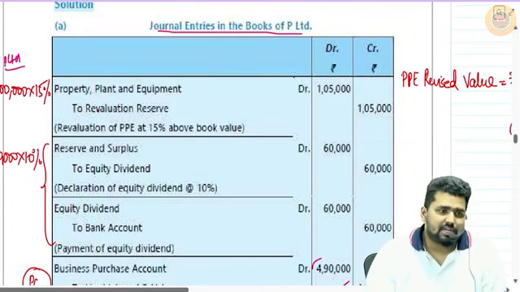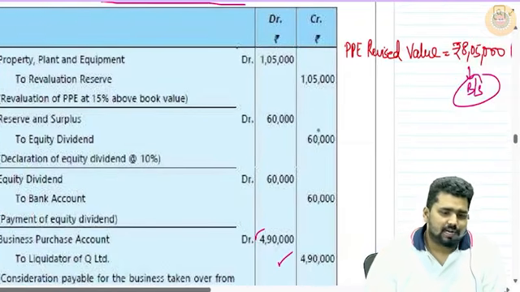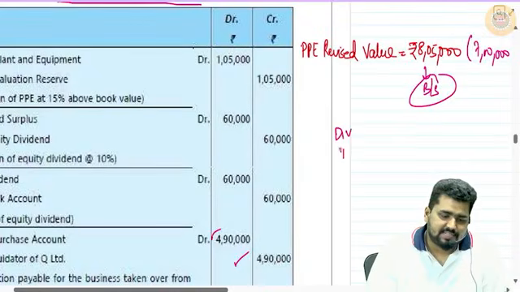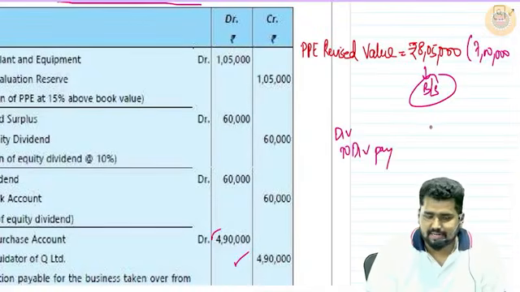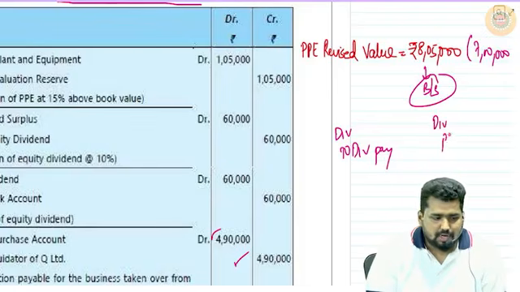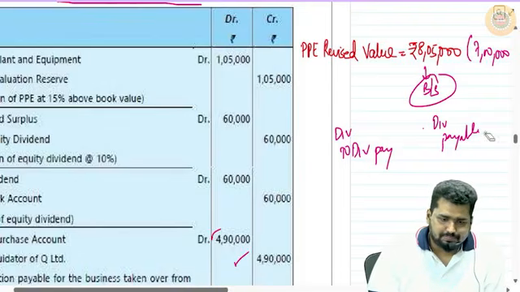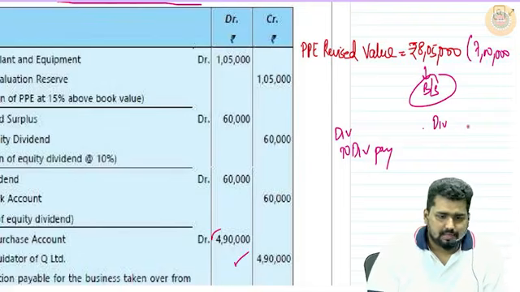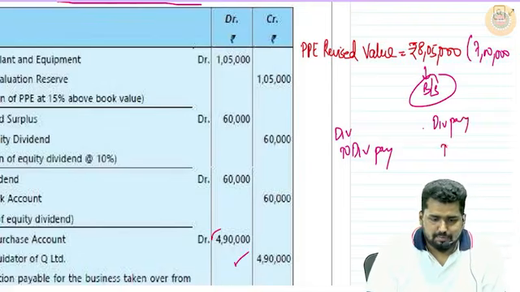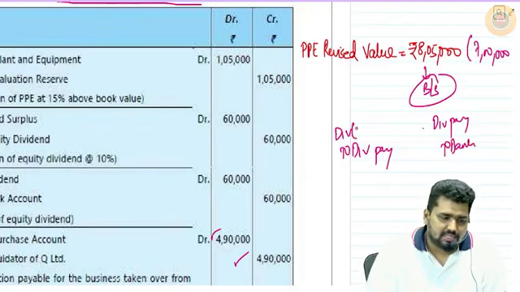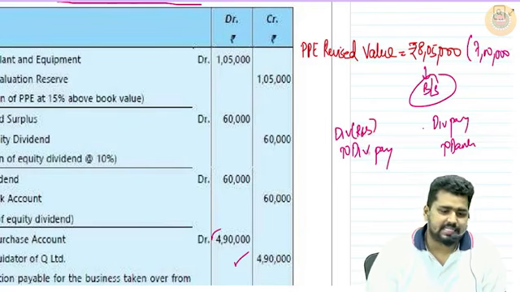Then they are paying dividend also. Generally, what is the entry for dividend? Dividend account debit to dividend payable. Next, dividend payable account debit to bank account. Clear? So dividend account debit to dividend payable, and dividend payable account debit to bank account. This being a nominal account, it is closed and taken to what? P and L, or I can write it as reserves and surplus.